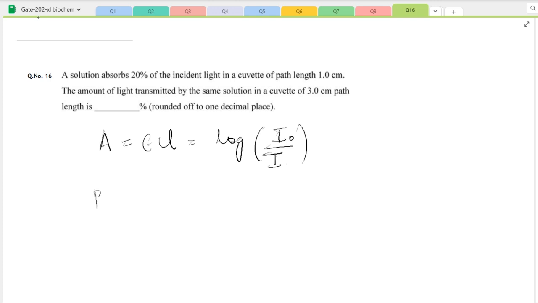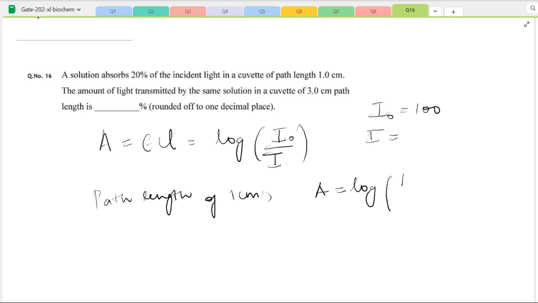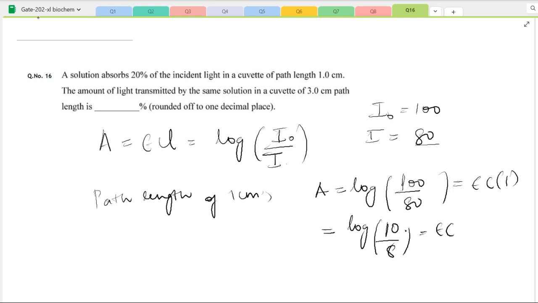So here for a path length of 1 centimeter, you have A equal to log of, let's take I naught equal to 100%, and since 20% is absorbed, 80% is transmitted. So I equal to 80. So that will be 100 divided by 80, which is equal to epsilon into C into 1 centimeter. So this is equal to log of 10 by 8. Let's just keep it that way, 10 by 8, which is epsilon into C.